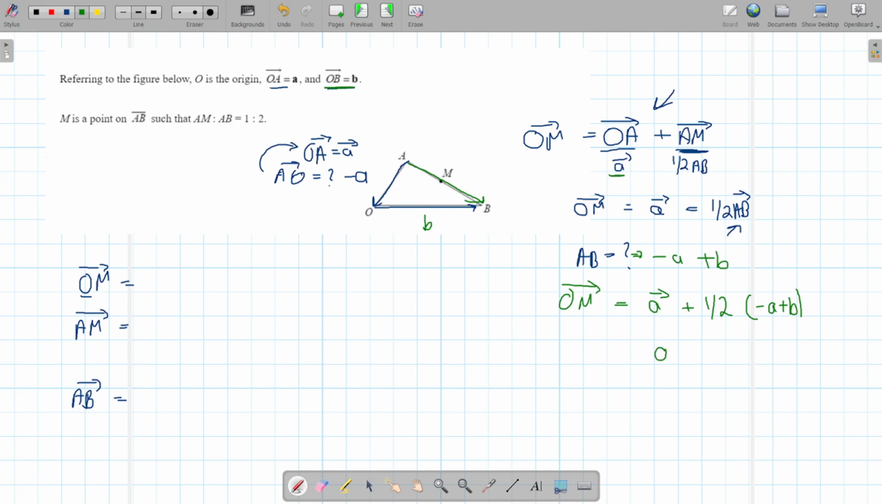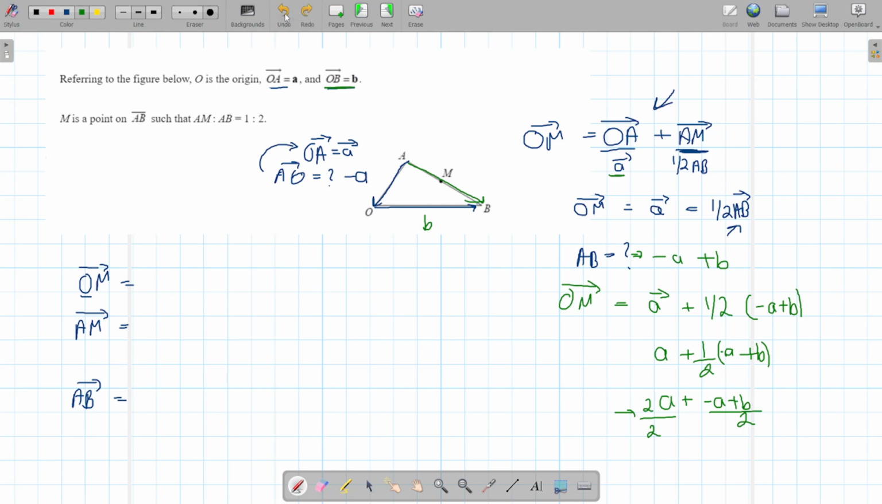Can you simplify this? Yes, you can. A plus half of minus A plus B. Simplified, it's going to be A plus minus A plus B over 2, because you're multiplying half by the whole thing, so it's going to be everything over 2. You have to make the same denominator to simplify it. So this will be times 2, to have the same denominator.